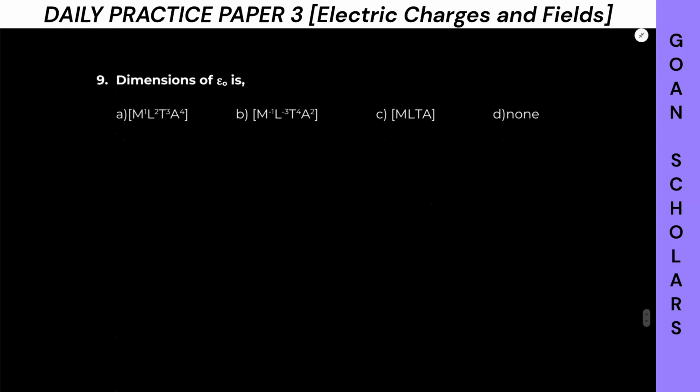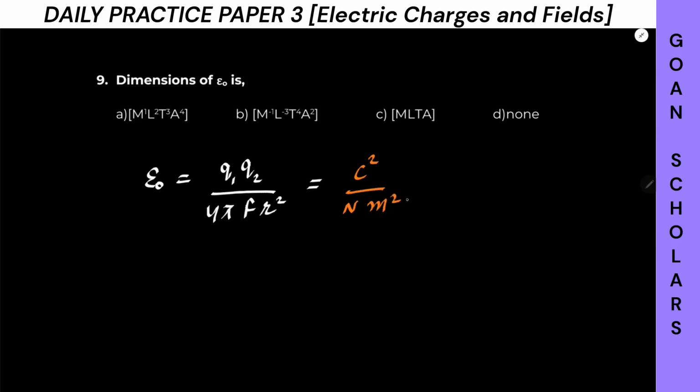Dimensions of epsilon naught. Okay, so we have already calculated the units. What's our unit for epsilon naught? Let me recall. It was Q1 Q2 upon 4 pi force and R square. So we have unit of our epsilon naught as Coulomb square per Newton meter square, right? Now in case you don't know the dimensions, let me remind you, Newton is the unit for force, and force is nothing but mass times acceleration. Mass is kg, acceleration is meter per second square, right? So that's 1 Newton.